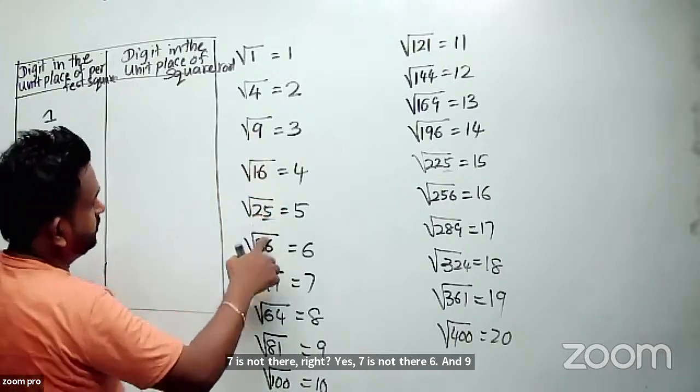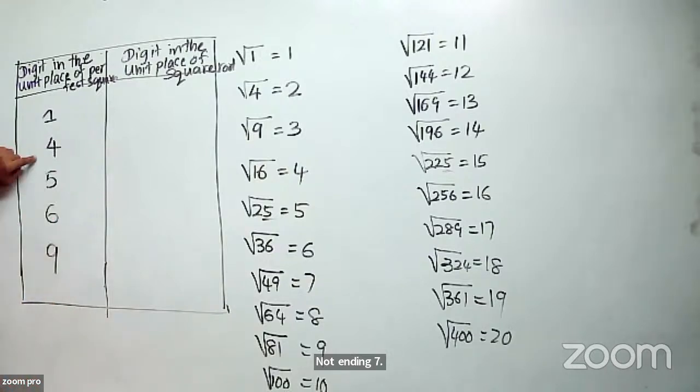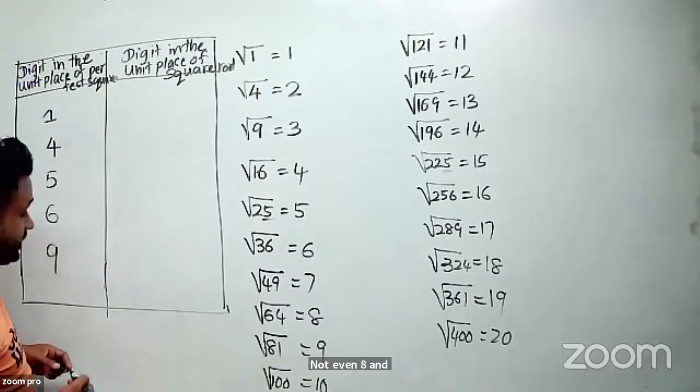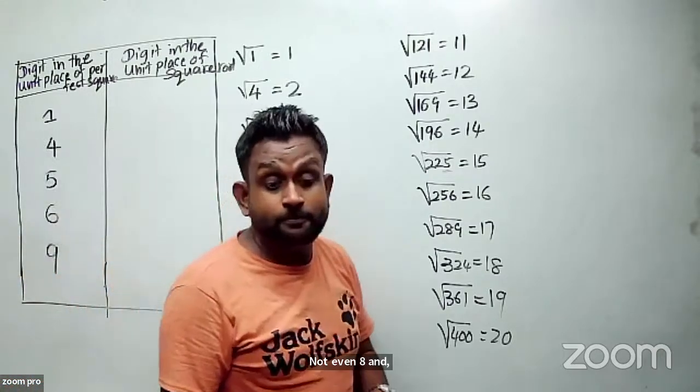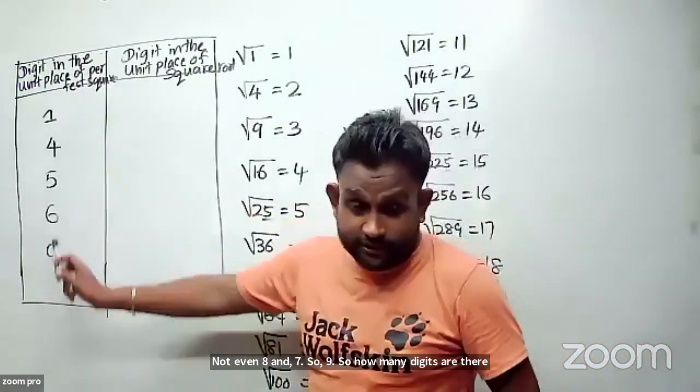Not ending 7. Right. Yes. So 1, 4, 5, 6, not even 8 and 7. So 9. So how many digits are there in the unit place of the perfect square? So these are the digits.